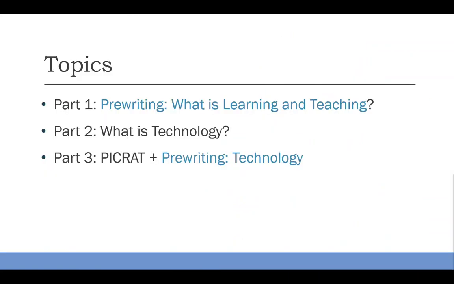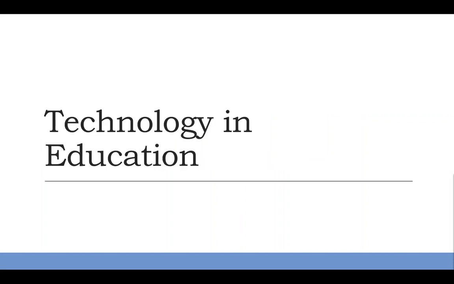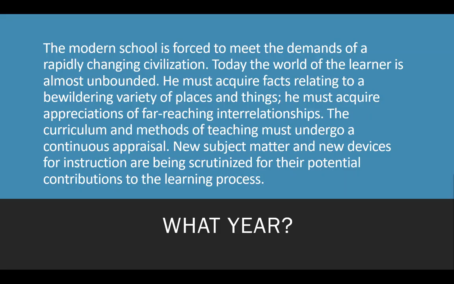So far in Part 1, we did some pre-writing thinking about what learning and teaching is. We thought about what technology is and how it influences society and learning and teaching. This video, we're going to go more specifically into technology in education and our educational system, including a model called PICRAT that helps us think differently about technology, and then start writing about technology for your learning, teaching, and technology statement.